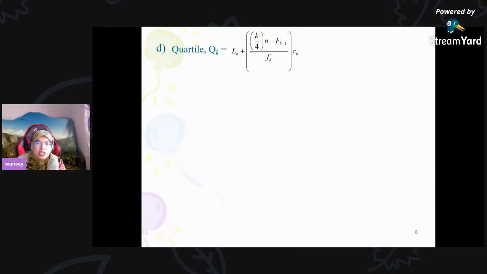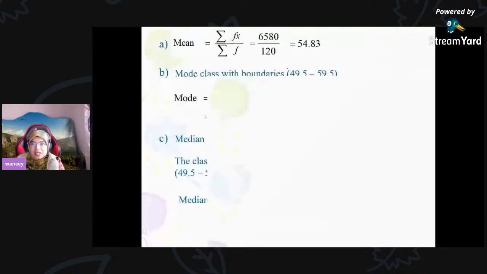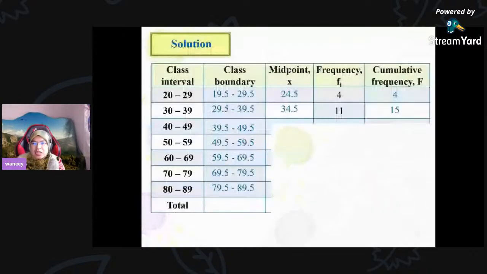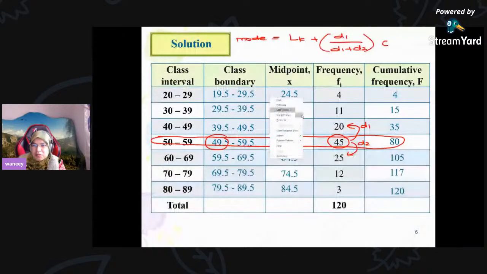Next. Okay, so now we have to calculate the first quartile. So the formula for the quartile is LK plus K over 4 times N minus FK minus 1 over FK times C. So I need to know where is the first quartile. So again, go back to the table and highlight where is your quartile. Let me highlight both the third quartile and the first quartile because we have to calculate for both.